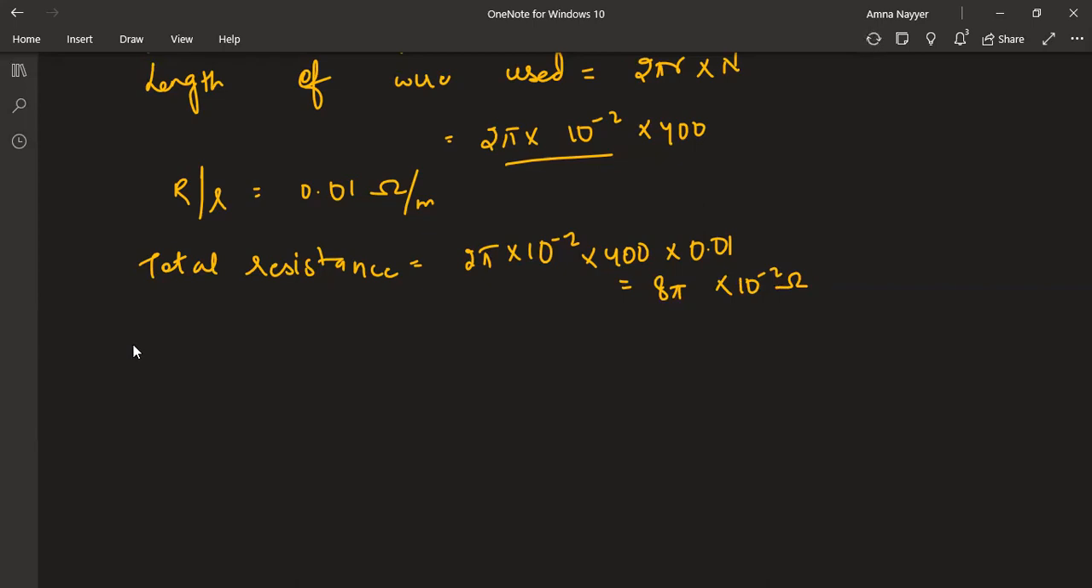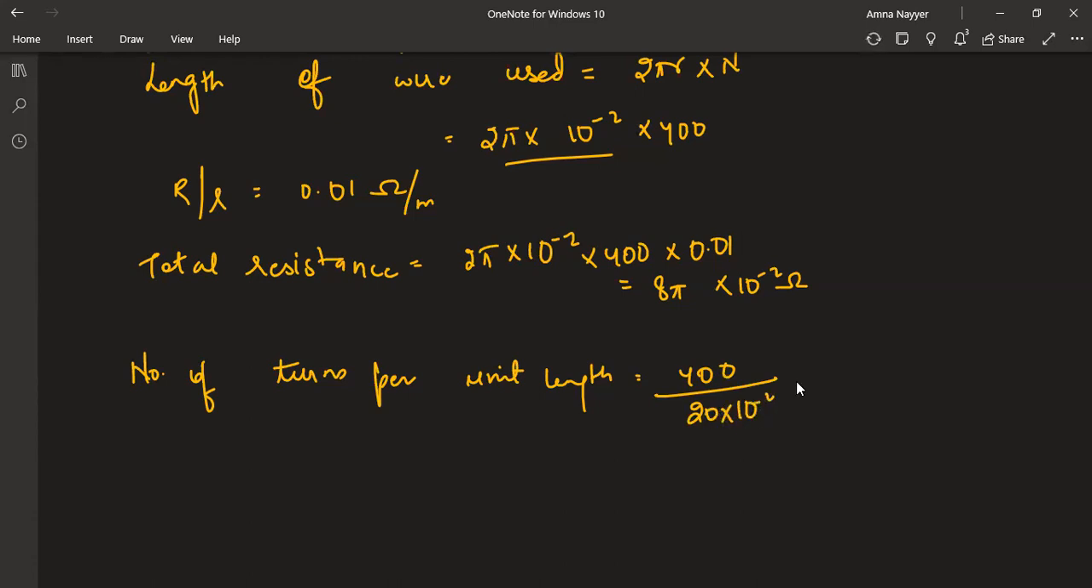Now, the number of turns per unit length. The total number of turns is for this entire length, so for 1 unit length you just divide: 400 divided by 20 into 10 to the power minus 2, the entire length. That makes it 2000 per meter.